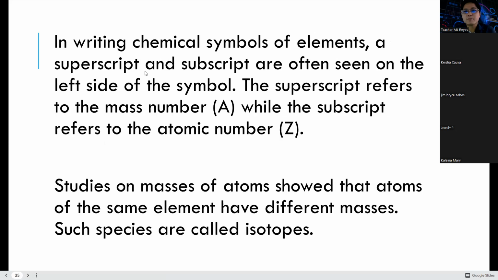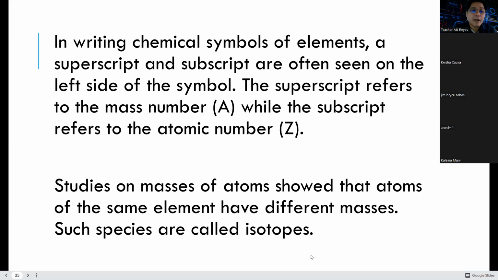In writing chemical symbols of elements, a superscript, the upper, and a subscript, the lower, are often seen on the left side of the symbol. The superscript refers to the mass number, while the subscript is the atomic number.